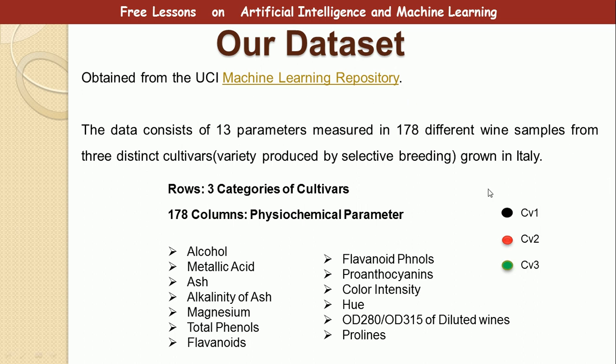So we have the three cultivars. Let's call them CV1, CV2, and CV3. Alright, so let's now go to do the business.